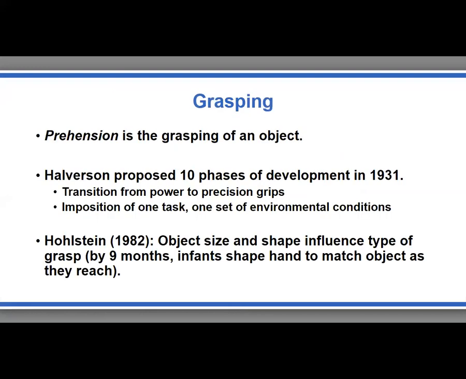So, grasping. Prehension is the grasping of an object. Halverson proposed 10 phases of development in 1931, transition from power to precision, imposition of one task, one set of environmental conditions. Hollerbach in '82, object size and shape influences type of grasp. By 9 months, infants shape the hand to match objects as they reach.